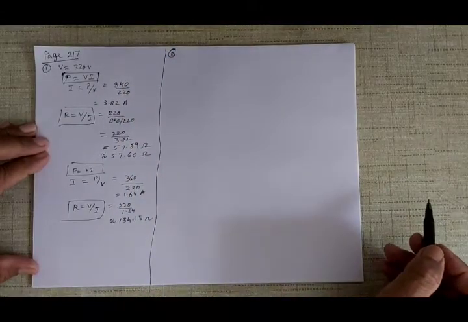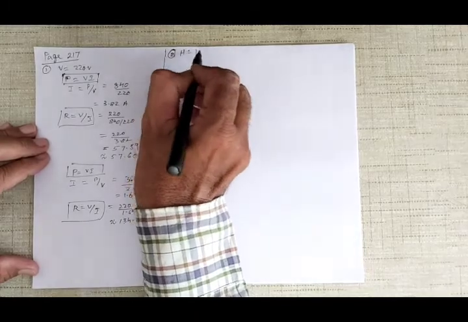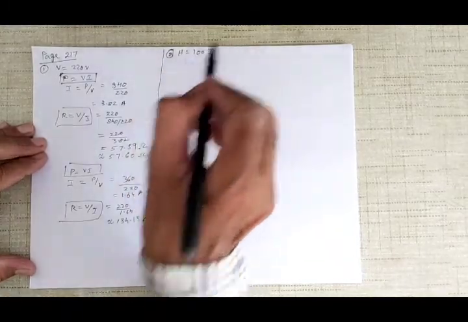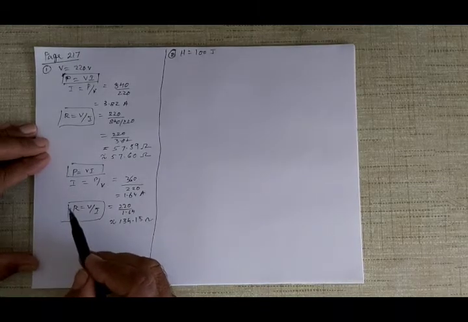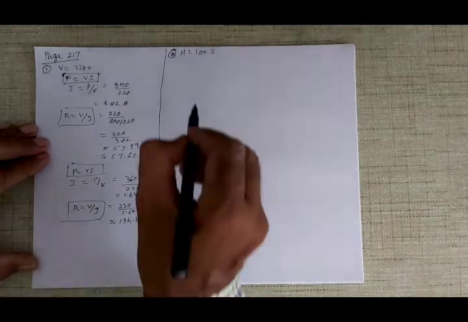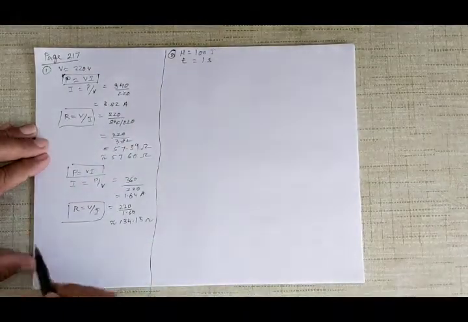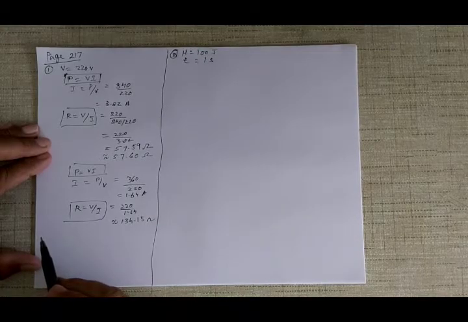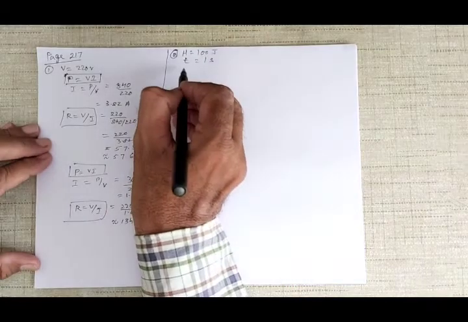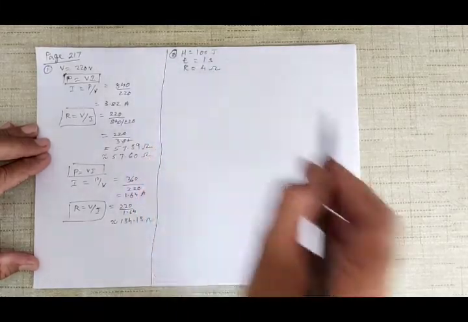100 joules of heat. So H is 100 joules. Heat is a form of energy, and energy is always measured in joules. 100 joules of heat is produced each second, so time T is equal to 1 second because it is said every second. 100 joules of heat is produced each second in a 4 ohms resistor. Resistance is 4 ohms.